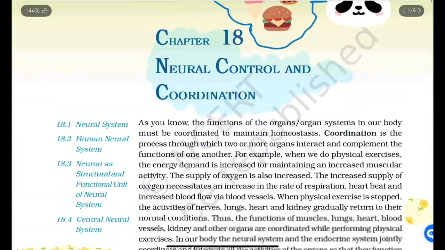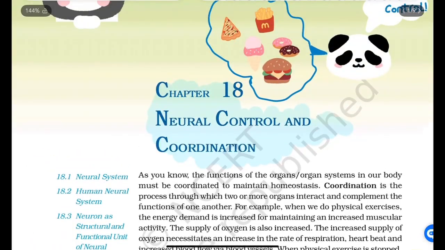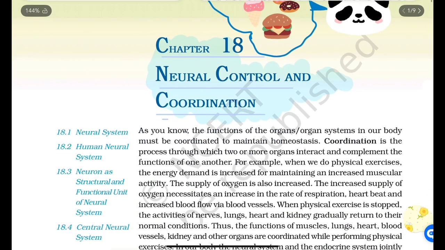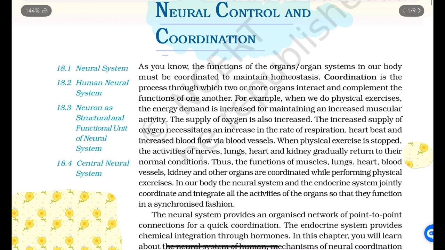So, hello dear student. Today we are going to study neural control and coordination. In this chapter, we are going to cover these four topics: neural system, human neural system, neuron as structural and functional unit of neural system, and central neural system.